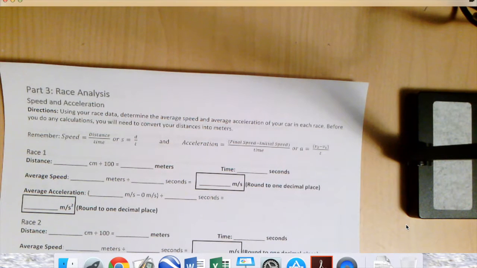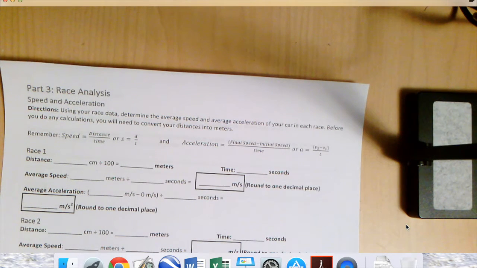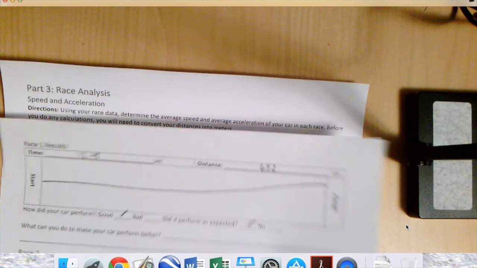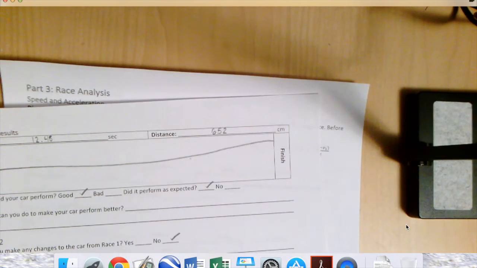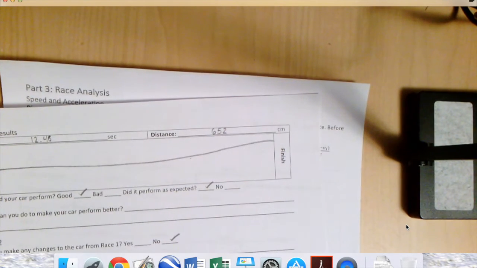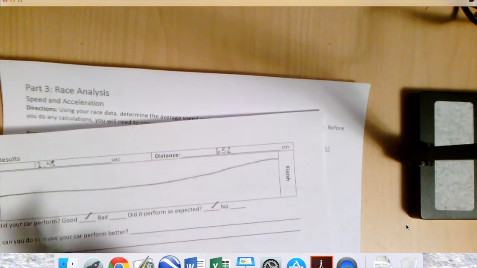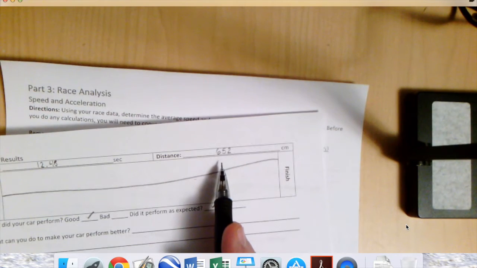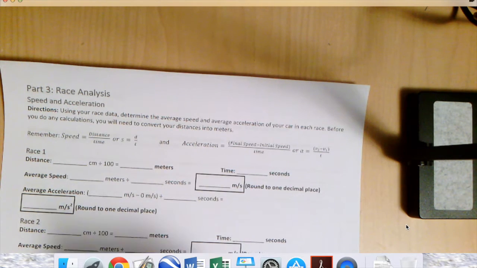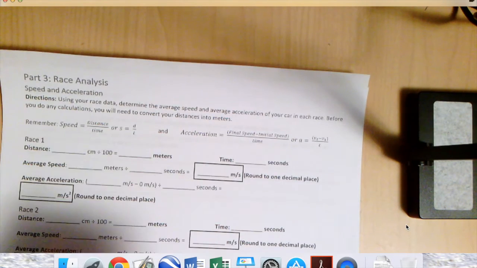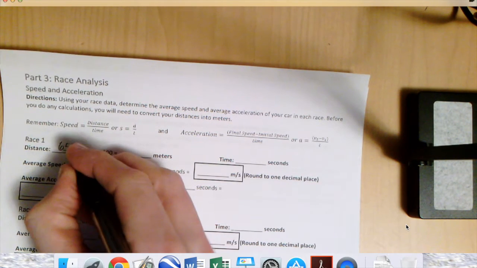We're going to use the data from each race and calculate it. So I took my information, and here's for my races. I'm just going to do the first example of speed and acceleration, and then you guys can do all three for each race. So for race 1, my car traveled 652 centimeters in 12.48 seconds. I'm going to write the distance. The distance, of course, was 652 centimeters.